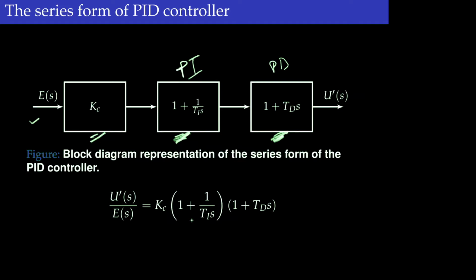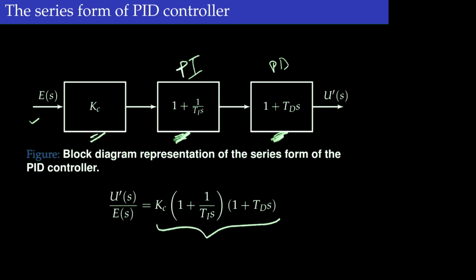So we have the resulting transfer function to be something like this one: Kc (1 + 1/(tau_I s)) (1 + Td s). This is equivalent to implementing a PI and a PD controller in series. Now it can be shown that these two forms, the parallel form and the series form, are equivalent for some controller parameter settings. That's a different mathematical discussion, and we're not going into that. However, just note that these two are mathematically equivalent.